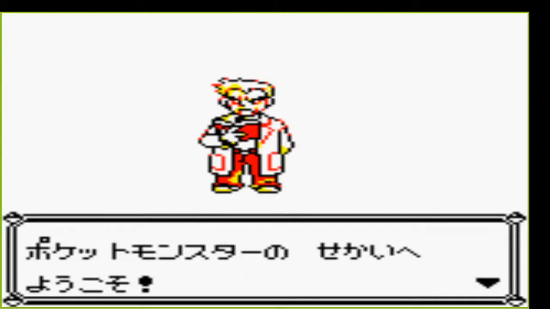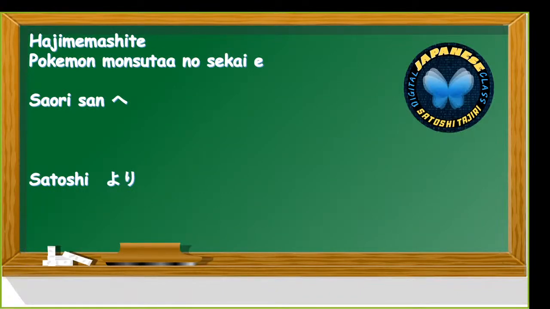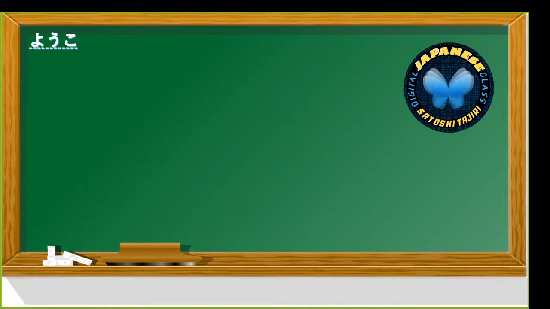Okay, and we have here our word yokoso. Okay. Yokoso. So he says here that greeting. Yokoso. It means welcome. So if you're welcoming someone, you have your noun, then yokoso. So for example, how do you say welcome to Japan?